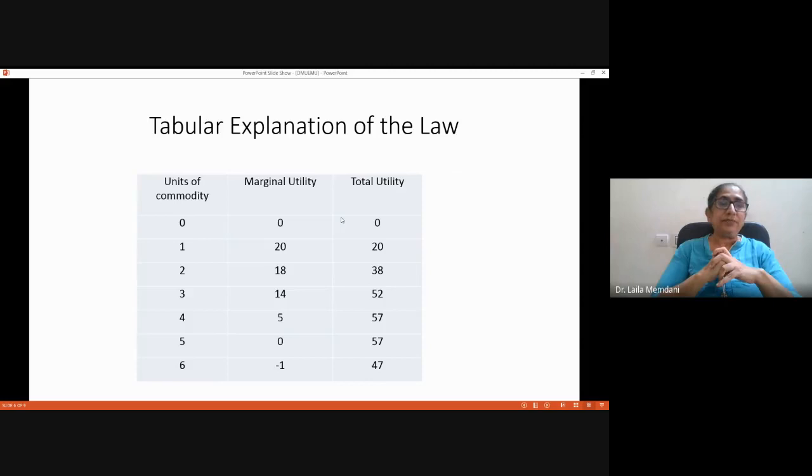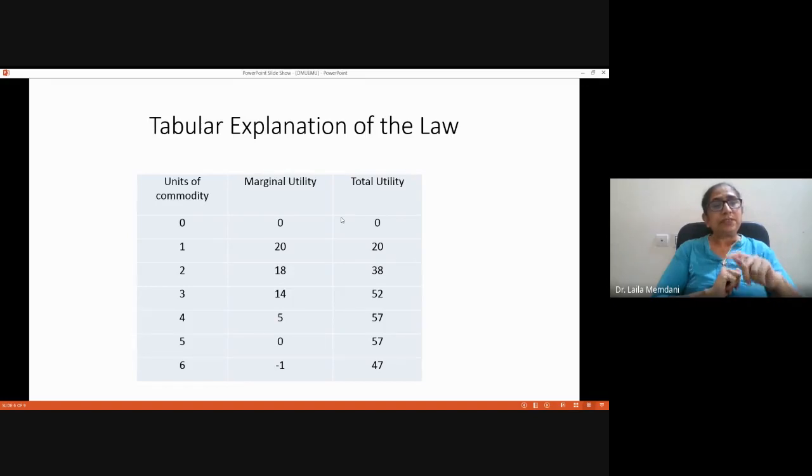Fifth unit. The want is fully satisfied. Now he doesn't need any more. So marginal utility is 0. And the total utility is 57 plus 0, which is equal to 57. Sixth unit, negative utility. Sorry, it's minus 10. So 57 minus 10, which is equal to 47. So this is the tabular explanation of the law.